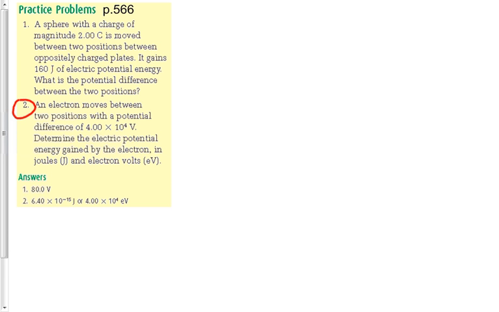It says the electron moves between 2 positions with a potential difference of 4 times 10 to the 4 volts. Tell me what that variable is. Potential difference. I hear that word potential. Okay, I'm starting to think, that's going to be either E or V or delta E or delta V. Which one is it? Delta V, potential difference. It's not potential energy difference. Okay, it's not potential. It's potential difference. It's delta V.